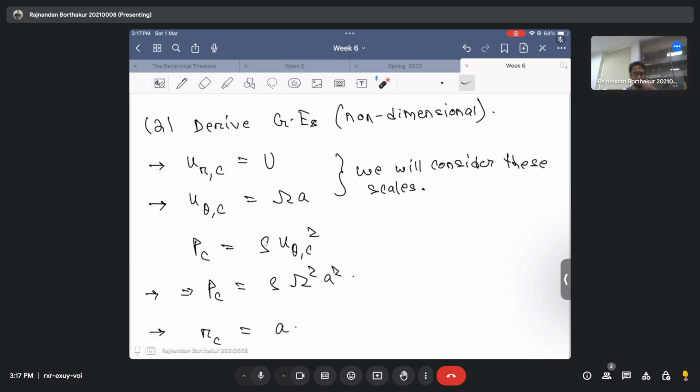So the point of giving these scales is that now there are two velocity fields instead of one velocity field which we encountered in the previous problem. It may so happen that sometimes the cylinder will rotate so fast and the radial suction will be so low. That means if we just use a single characteristic velocity, this may not help us to capture the physics of the problem.